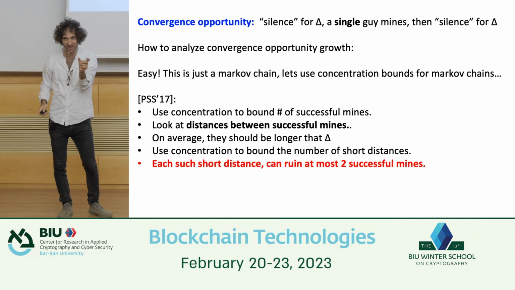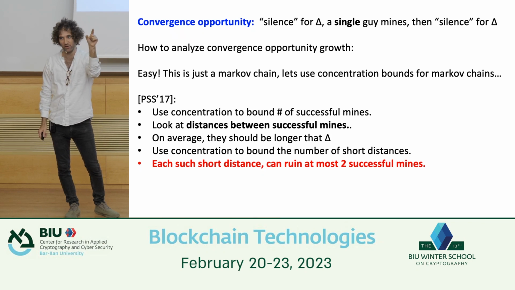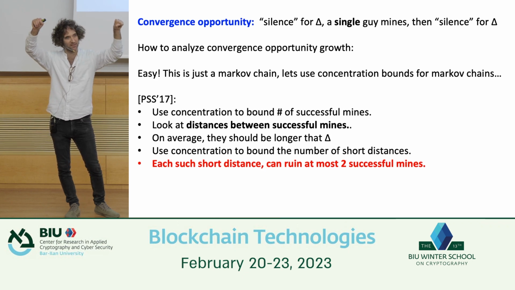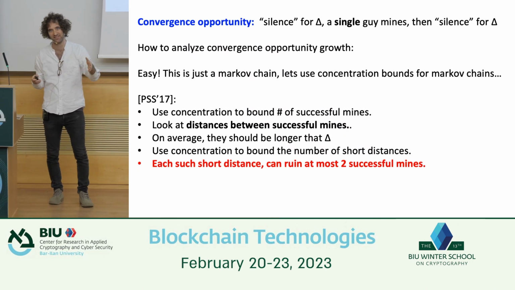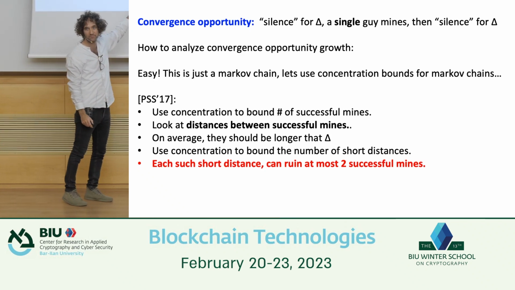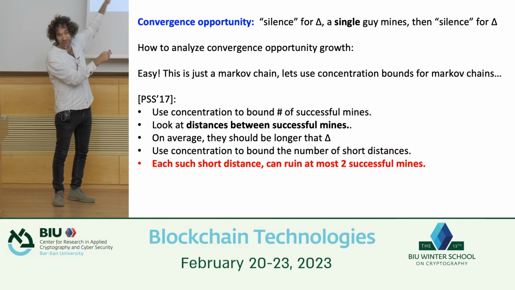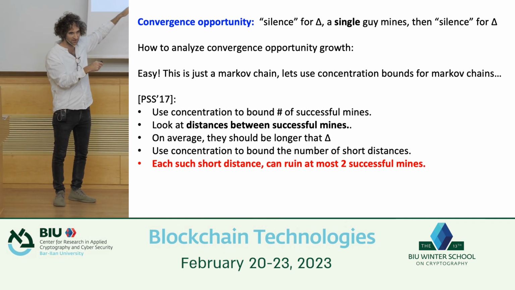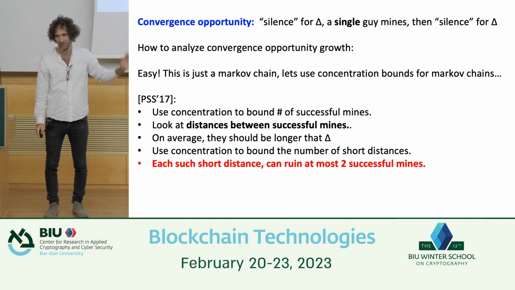Now, every time I have a distance that's small, that can ruin 2 of the blocks that were mined. So every time a bad distance kills off 2 of these mining opportunities. And that's, in essence, where this factor 2 comes from. Okay? So this proof is actually very easy. It's, in essence, what I just told you here. It can be just written down. The other one is more complicated to formalize. But this is really quite easy.